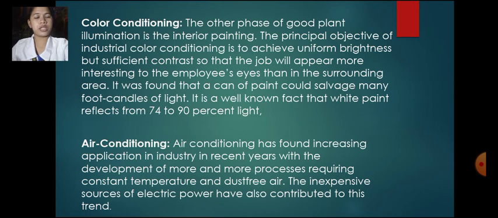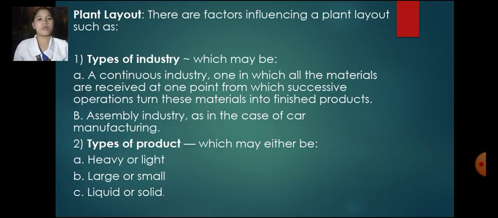So let's proceed to the plant layout. There are factors influencing a plant layout, such as, first, the type of industry, which may be a continuous industry, one in which all of the materials are received at one point and successive operations turn these materials into finished product. Letter B is assembly industry, as in the case of car manufacturing. Types of product, which may be either heavy or light, large or small, liquid or solid.